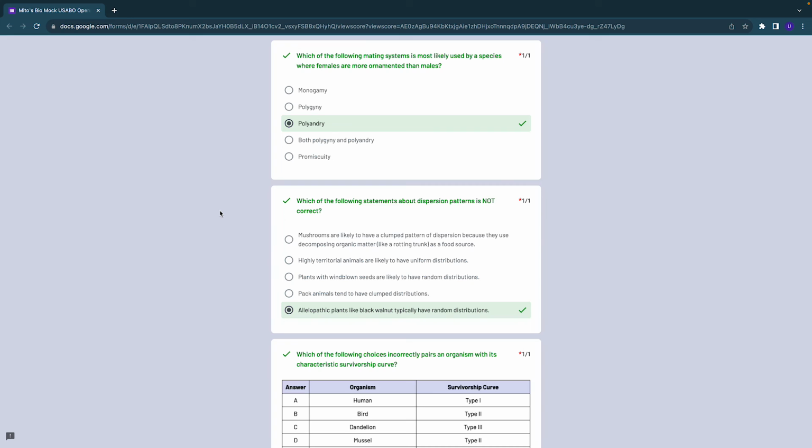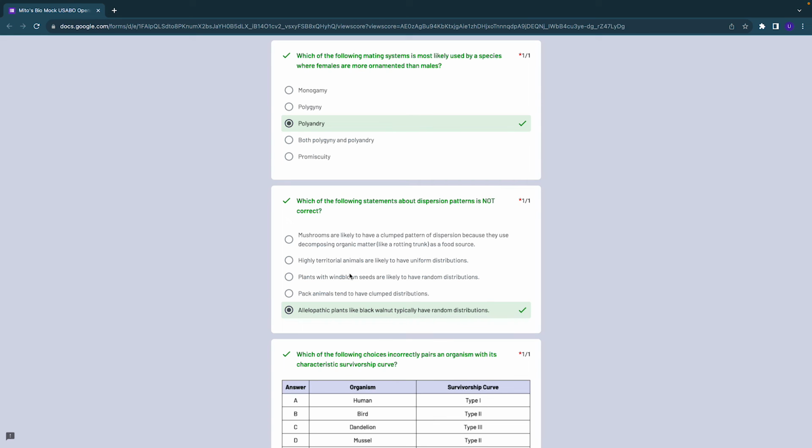Which of the following statements about dispersion patterns is not correct? So all of these are very correct. When organisms are clumping around a food source, that's going to be a clumped pattern of dispersion. Highly territorial animals like penguins are likely to have uniform distributions because they're going to keep their own territory around them in a similar sized area. And if you just put them all in one spot, they're going to quickly fight out their own territory and they're going to be uniformly spaced.